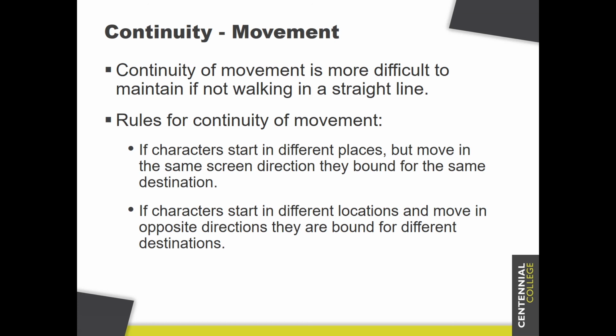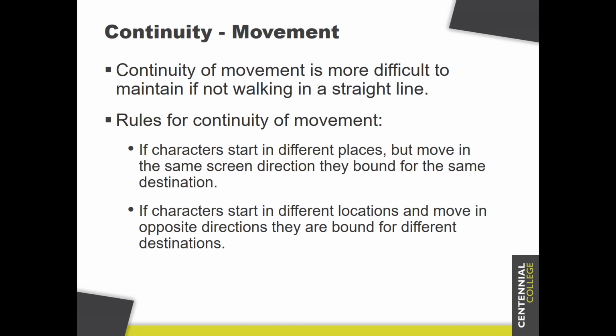If two characters start in different places, so they're in entirely different locations, but they are moving in the same screen direction, they are bound for the same destination. If characters start in different locations and move in opposite directions, they are bound for different destinations. Now, this is a convention. Obviously, we can break this convention if we show an overhead map: here's character A's house and here's character B's house, and they're meeting somewhere in the middle. Once we have that information, we'll understand, regardless of which way they're traveling, that they are traveling to the same location, if we've explicitly said that in a shot previously.